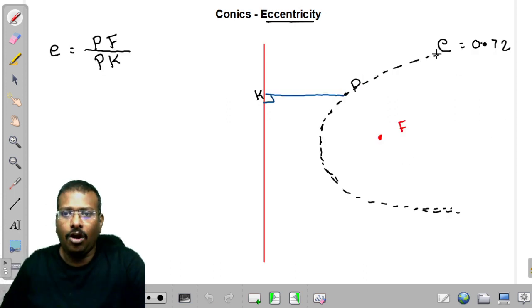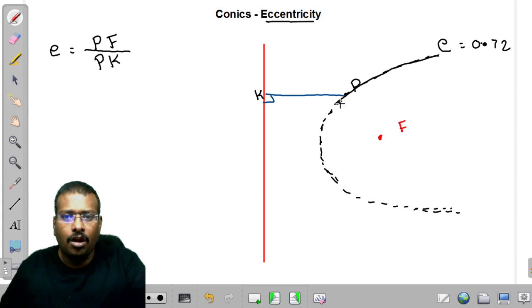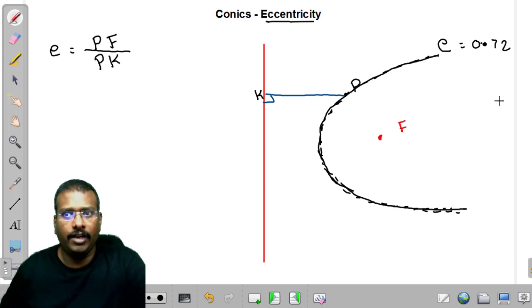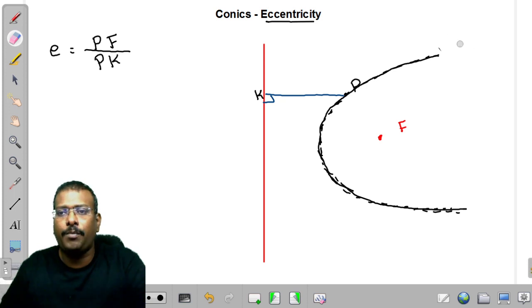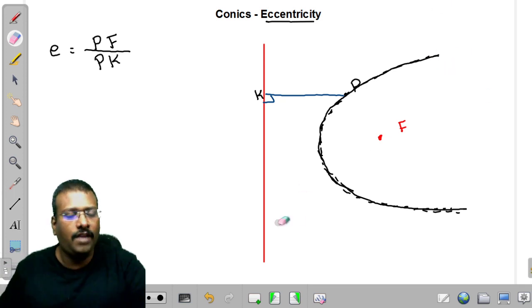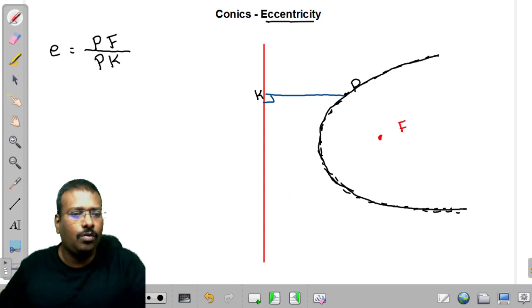Here, if you observe, all these points have the same eccentricity value. In my example, I considered 0.72. So what is meant by a conic? It is a path, the locus of a point P moving in a plane in such a way that its eccentricity, meaning its distance from a fixed point to the fixed straight line, is constant. So this particular locus, this curve, is considered a conic.